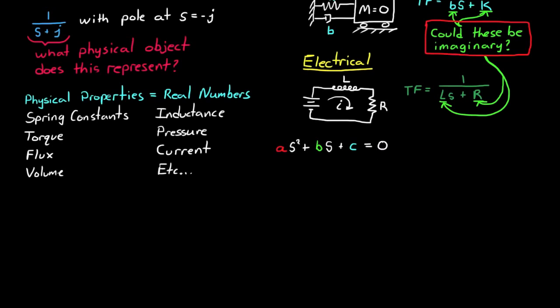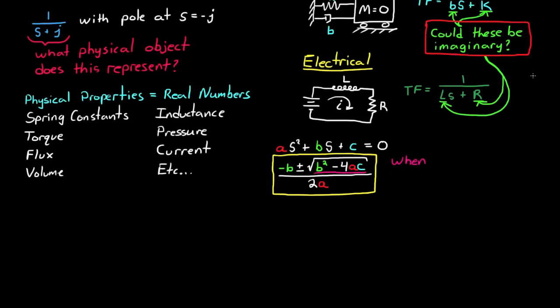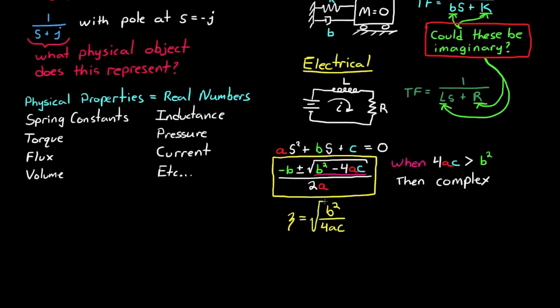This can be seen from this generic second-order equation. You can solve for the roots of this equation using the quadratic equation, which is minus b plus or minus the square root of b squared minus 4ac all over 2a. In order to have complex roots, the value inside the square root must be negative. And you can see that this is true when 4ac is greater than b squared. And if we took the ratio of these two, you could say that when the square root of b squared divided by 4ac is less than 1, then we'll have complex roots.